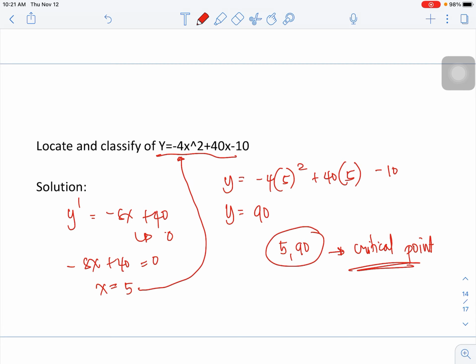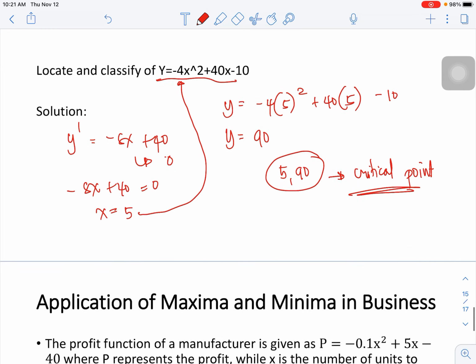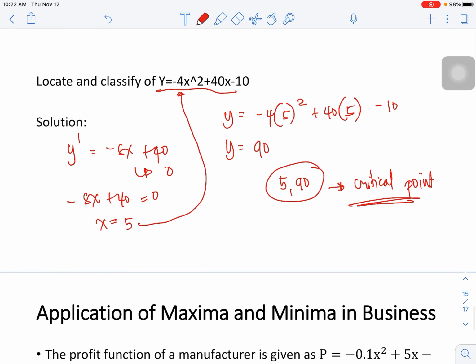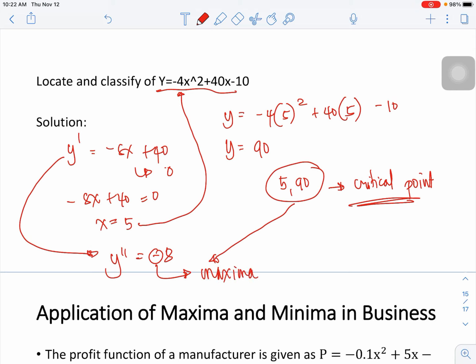So how are we going to test if it's maxima or minima? Let us just get the second derivative. If this is the first derivative, then y double prime is equal to negative 8. Since this is negative, it means that this point is a maxima, or maximum point.